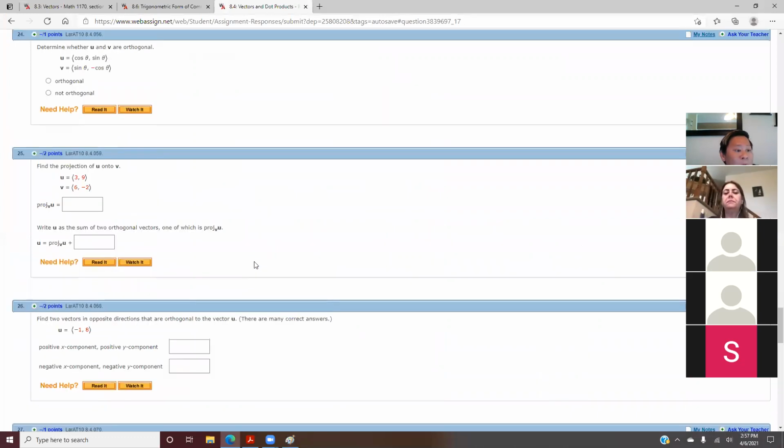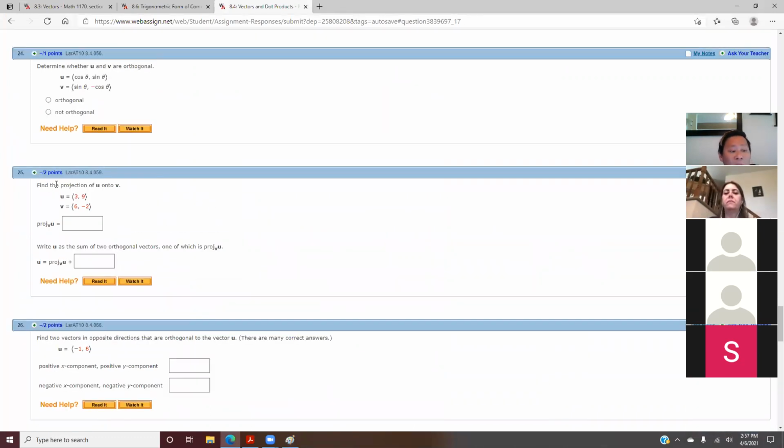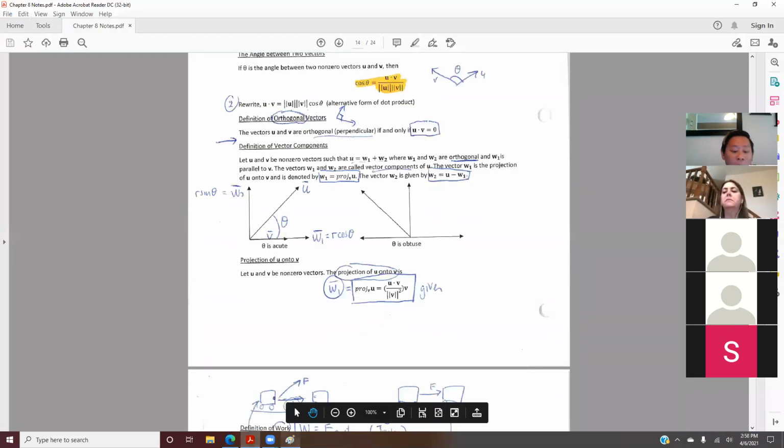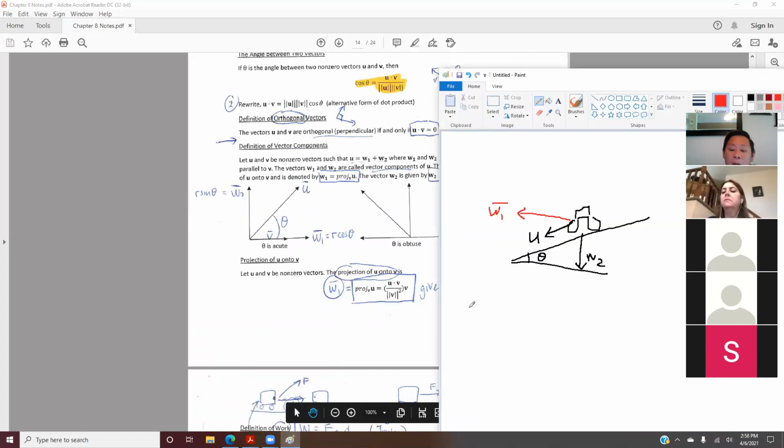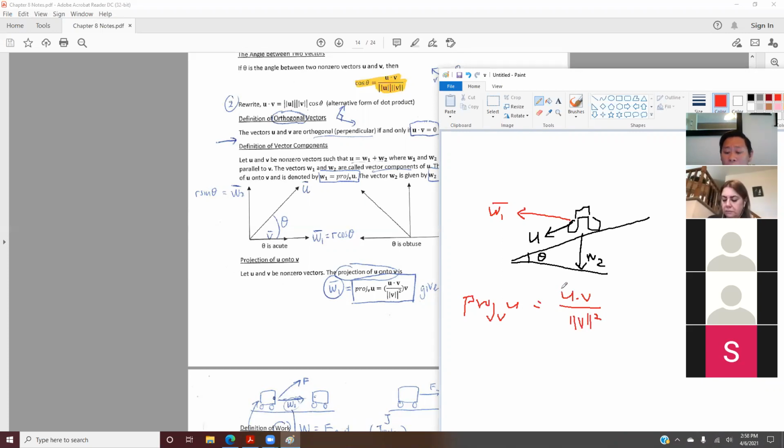So an example here is you want to find a projection of U onto V, like question 25. They give you these two vectors U and V, and in order for you to find the projection of U onto V, you just need to use the formula that I provided here. Okay, so I will show you how to use this formula. So projection of U onto V is actually U dot V, and then the, not absolute value, the magnitude of V squared times V.